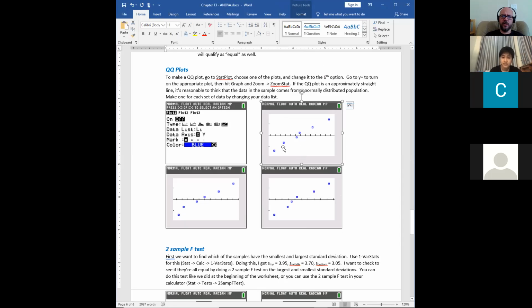And what we're looking for here is an approximately straight line. This line is actually very straight. This is about as straight a QQ plot as you'll ever see.